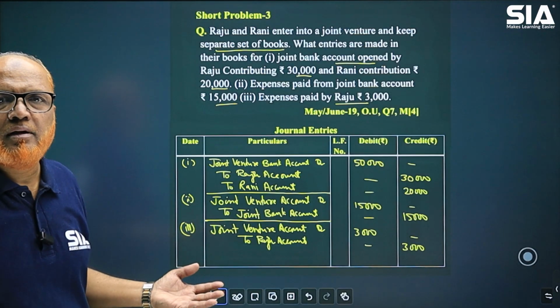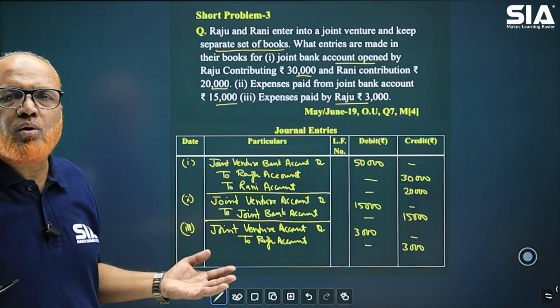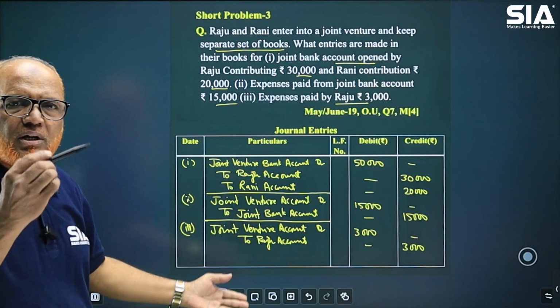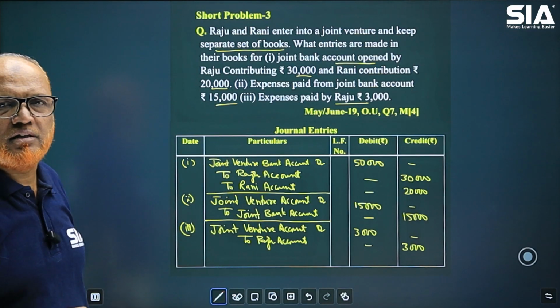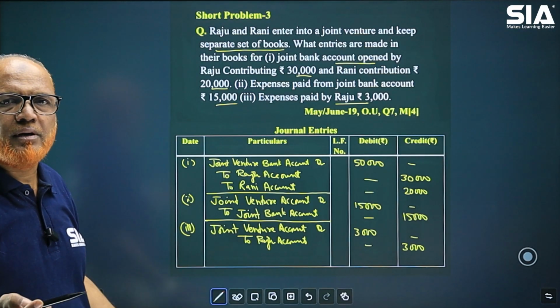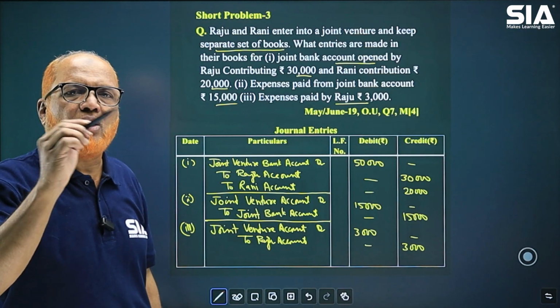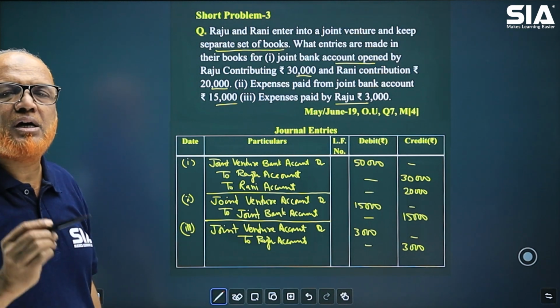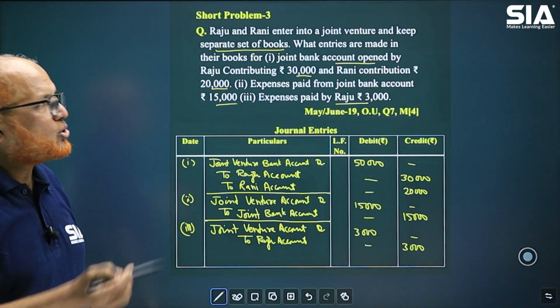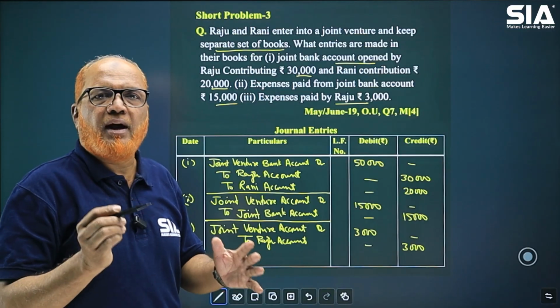So simple. So easily a student can score 4 marks by writing this. Not even 4 minutes will be required for writing these entries. So simple. So logically you think which account should be debited and which account should be credited. That's all. So this is the third problem end.